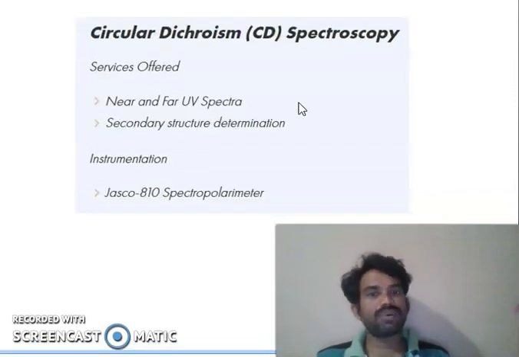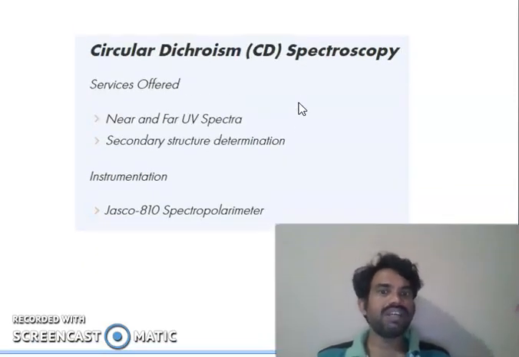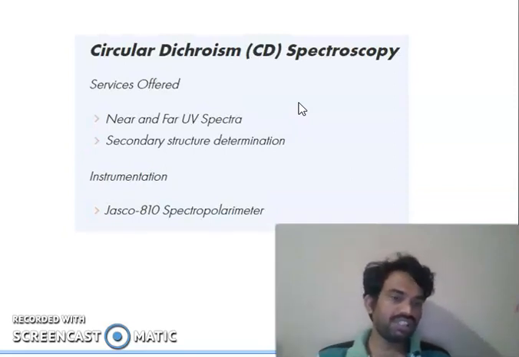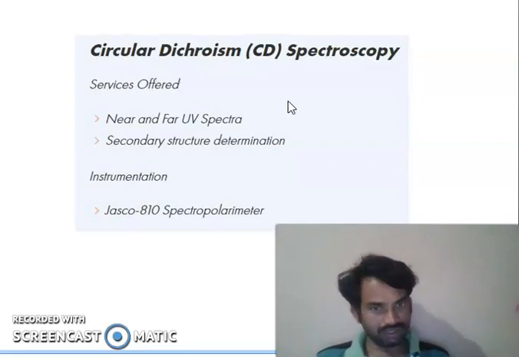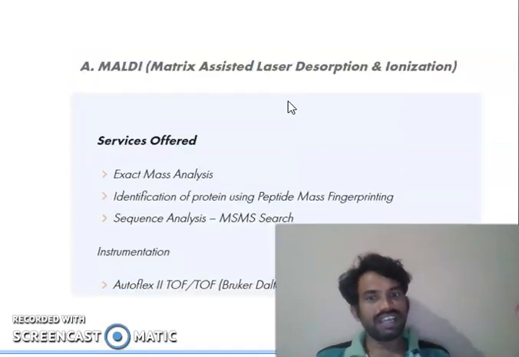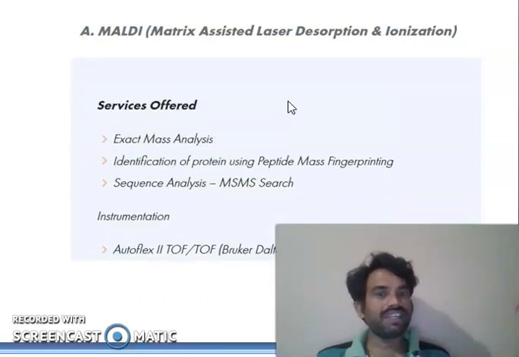And next one is protein characterization using circular dichroism spectroscopy, to see how the protein structure is changing, especially the secondary structure, which they can find through circular dichroism spectroscopy. Then you can see MALDI, one of the best techniques for the mass identification of protein, exact mass analysis. MALDI is matrix assisted laser desorption ionization.